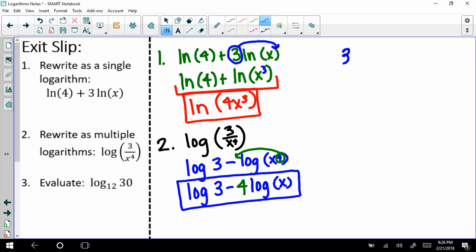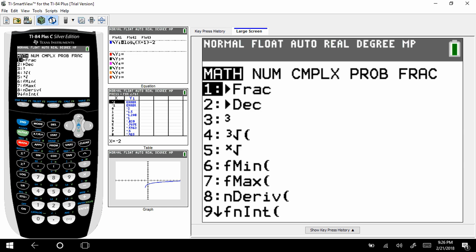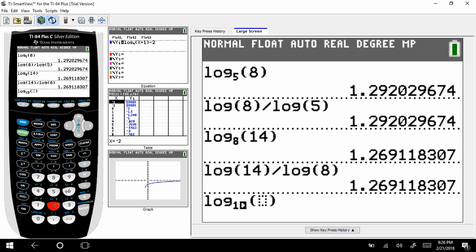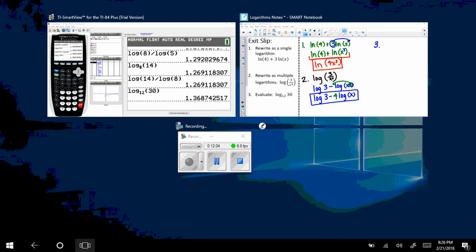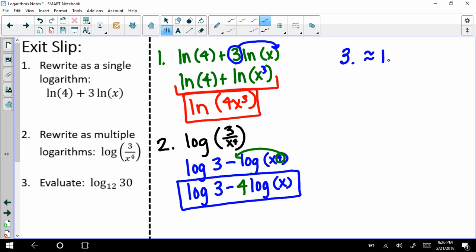And then number 3, we can evaluate this in our calculator. So log base 12 of 30, and you get approximately 1.37. Now, if you had to use the change of base formula, you should have typed in log of 30 divided by log 12, but that's only if you don't have the log base function. Okay, good. Go ahead and do a repetition and then work on the properties of logarithms practice worksheet.